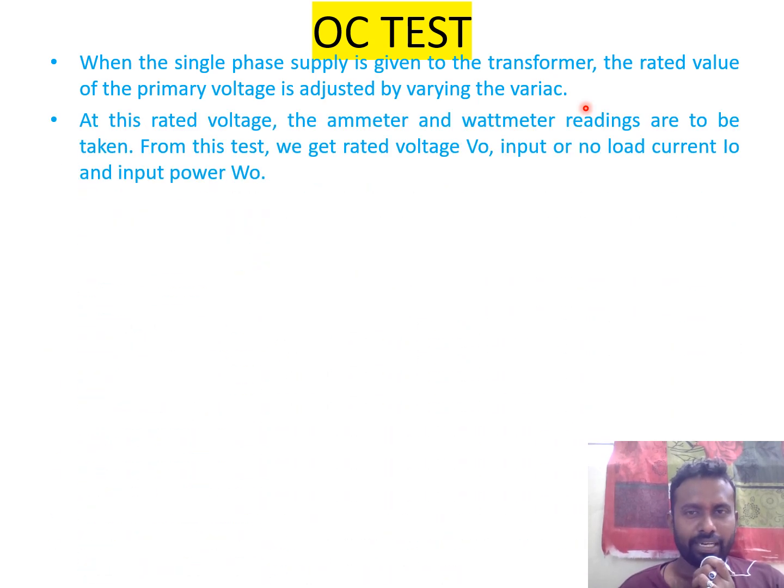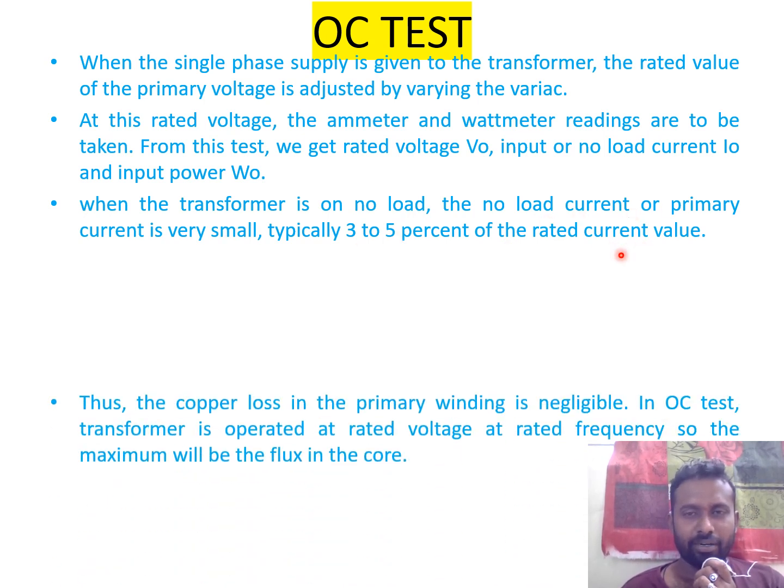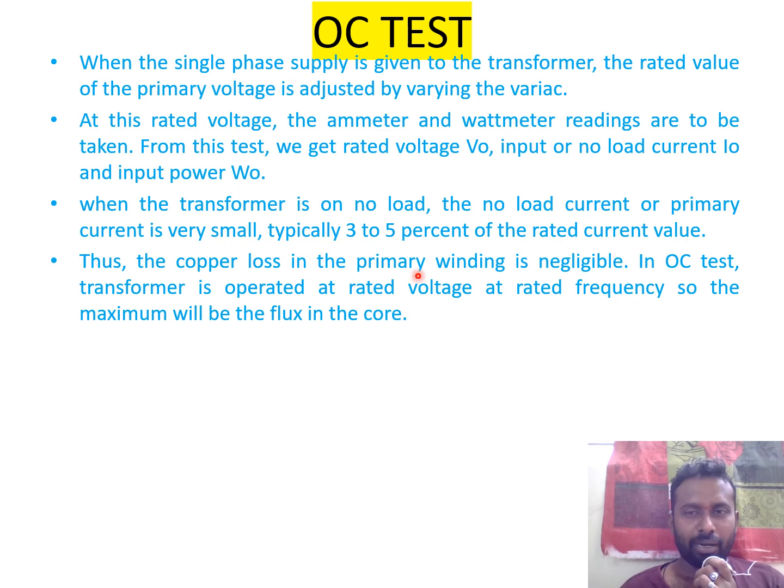At this rated voltage, ammeter and wattmeter readings are to be taken. From this test, we get the rated voltage, input or no load current I0, and input power W0 or WOC, which is nothing but the losses. When the transformer is on no load, the no load current or the primary current is small, typically 2 to 5% of the rated value. The copper loss in the primary is negligible.